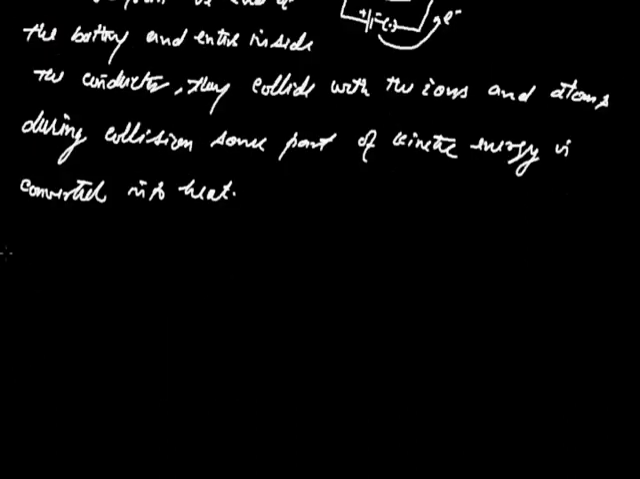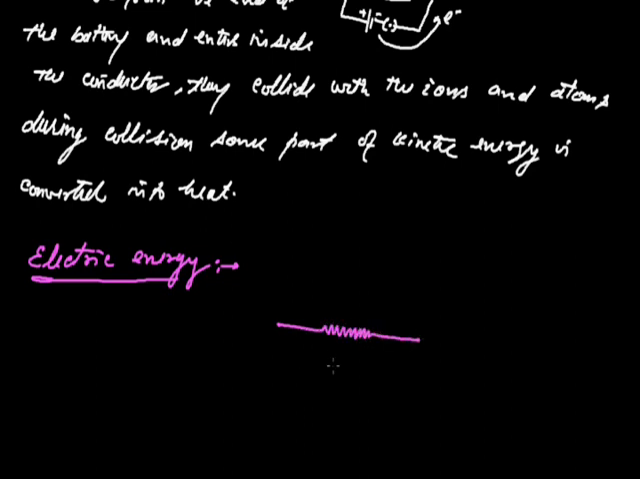Now the electric energy. Suppose this is a conductor having resistance R. This point is A, this point is B. Q charge flows through the conductor, so a potential difference is produced across the conductor. Suppose the potential difference is V. Q charge is flowing for time t.